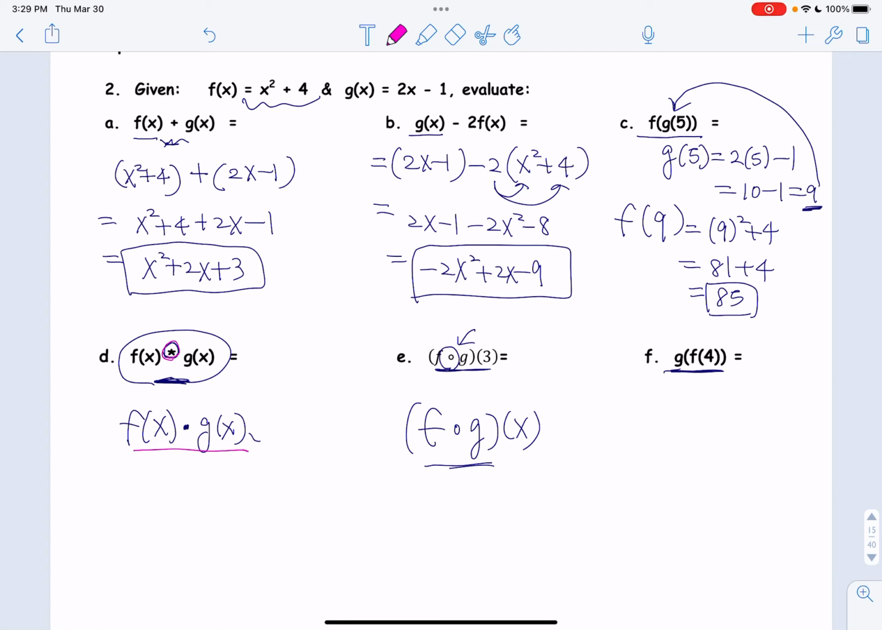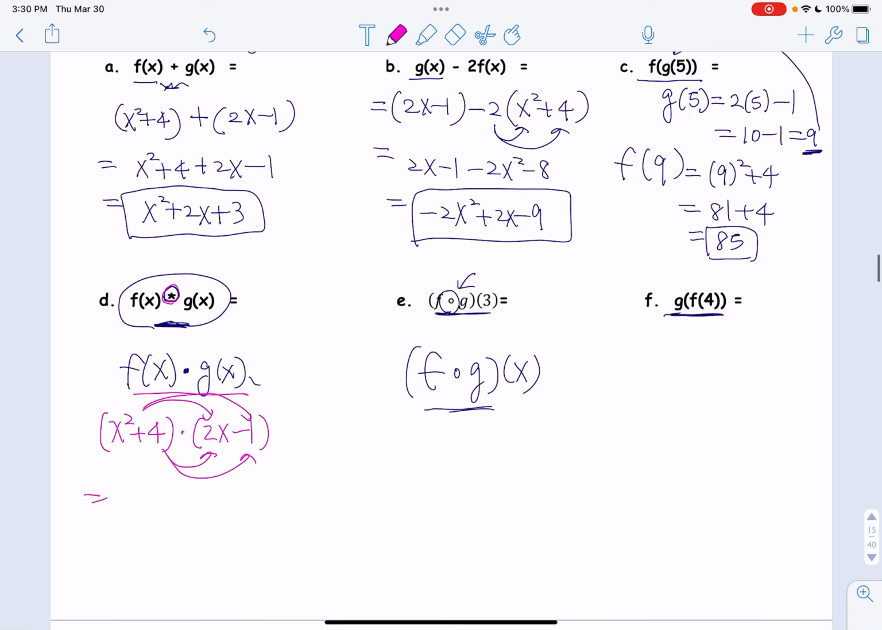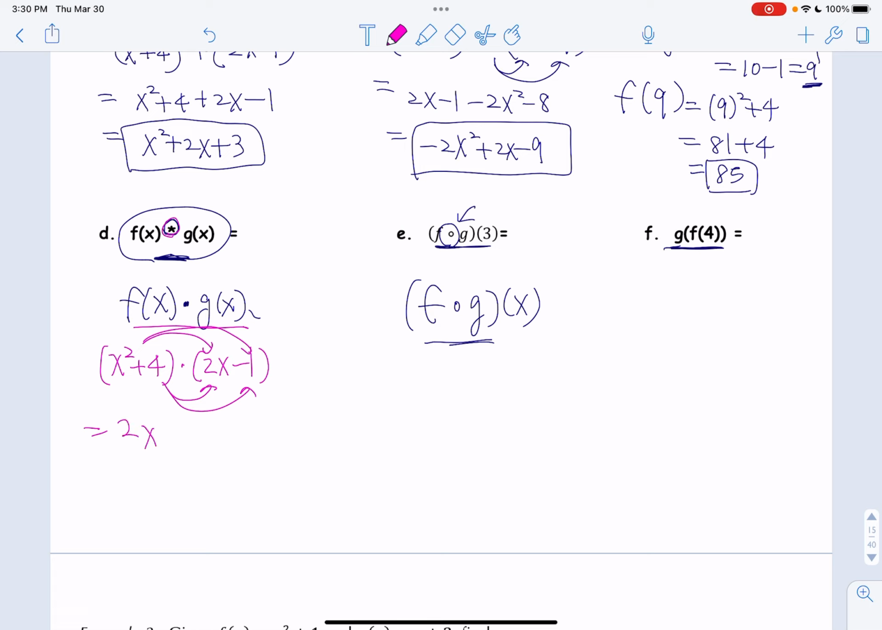So I will copy down f(x) as x squared plus 4 and then multiply with g(x), 2x minus 1. Since f(x) has two terms and g(x) has two terms, you have to FOIL. So first ones and then the other ones like that. So the result will be 2x to the third minus x squared plus 8x minus 4. It's already in descending order. So that will be the result.